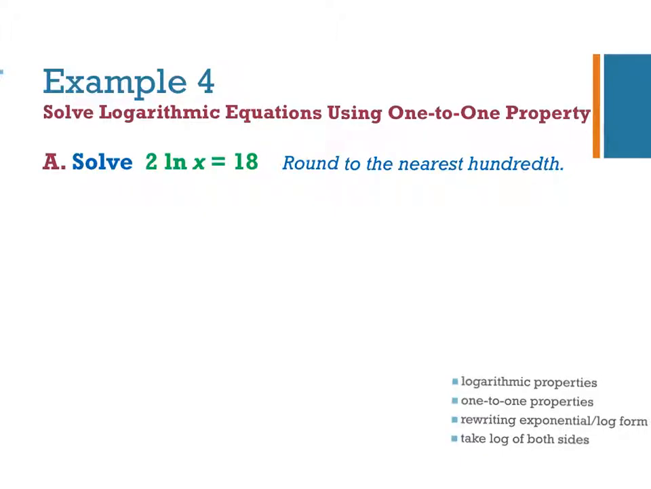So let's take a look at this next example. Here's a little different. Notice that we have 2 natural log of x equals 18, and our goal is to solve for x. Notice we can't really use any logarithmic properties here because there's no sum or difference between them. We also can't use any one-to-one properties because there's not a natural log on both sides. And so our next resort is looking at that third one, rewriting exponential to logarithmic form.